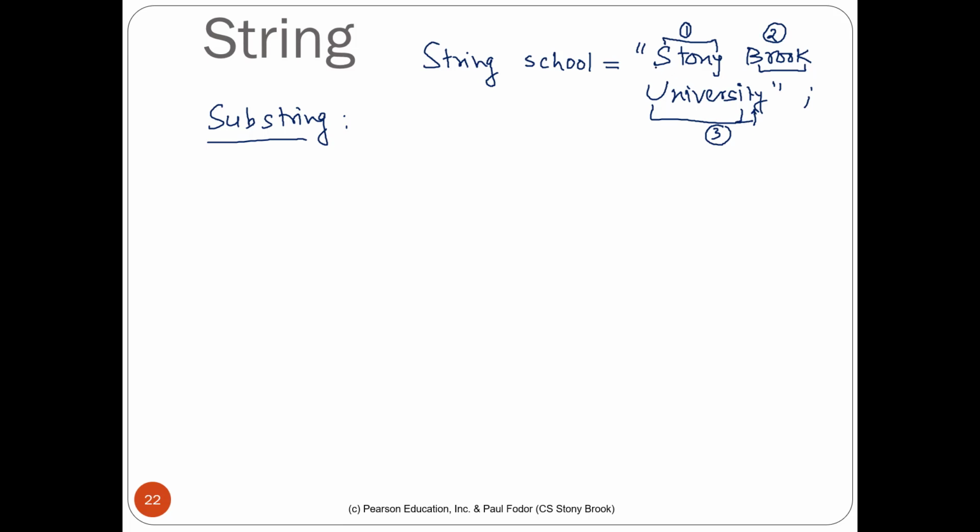You can have even more substrings. You can combine Stony Brook into one. That will become your fourth substring. You can have Brook and University together as the fifth substring. So that has to be a subsequence of the string. I hope I'm making sense. Substring means any subsequence. The string is the original complete sequence of characters given to us. So school is the complete Stony Brook University. Out of this, you can get a portion, a subsequence, and that subsequence would be a substring.